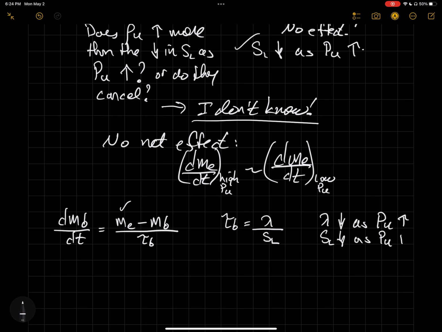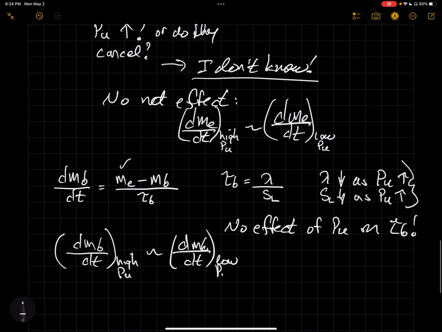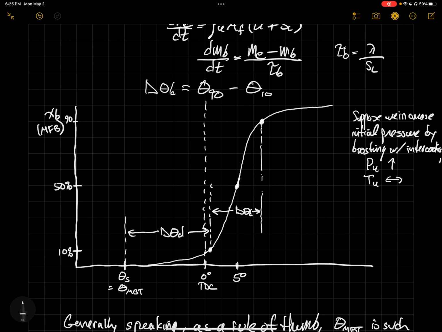So once again, it looks as if there's no effect of unburned gas pressure on tau_b, which is to say that the burnup rate for my high pressure case is about the same as the burnup rate of my low pressure case.